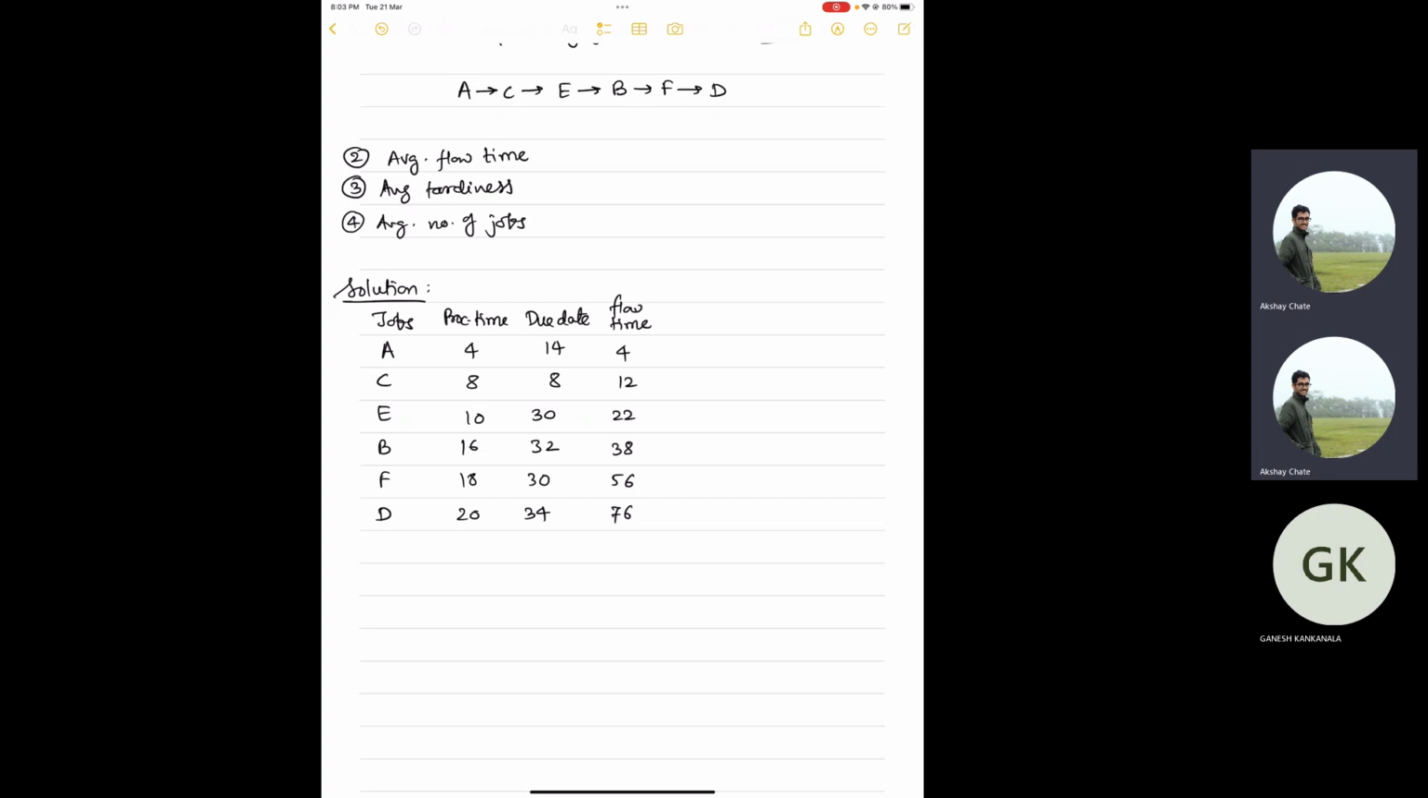Then, now there is this thing called tardiness. So as the name suggests, I hope, yeah, Ganesh, go ahead, what is your question? Sir, why are we taking 0 every time when calculating the flow time for the first job? Like we're directly getting the value of 4, by adding 0 to it.